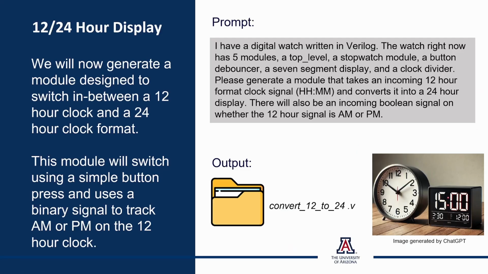We now introduce a module to toggle between 12-hour and 24-hour clock formats, adding flexibility with a simple button press. This module uses a binary signal to track AM or PM for the 12-hour format, ensuring accurate time conversion. The ChatGPT prompt demonstrates how to convert a 12-hour input into a 24-hour output, enhancing customization for the digital watch design.